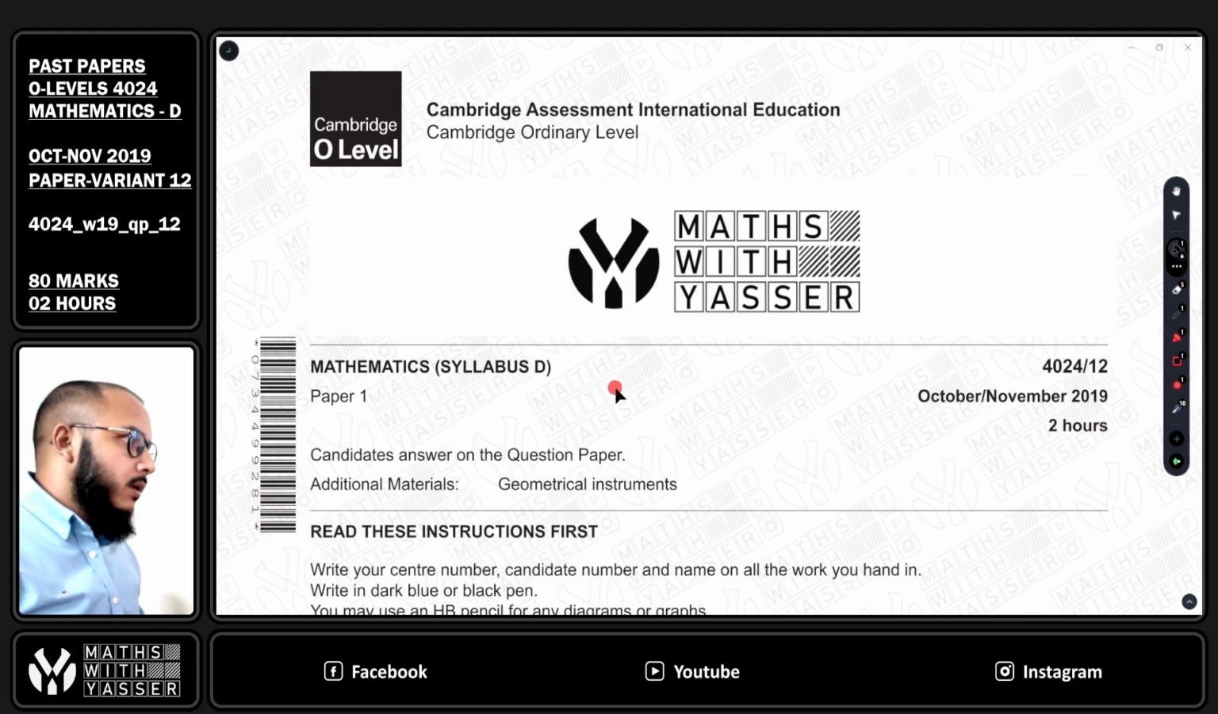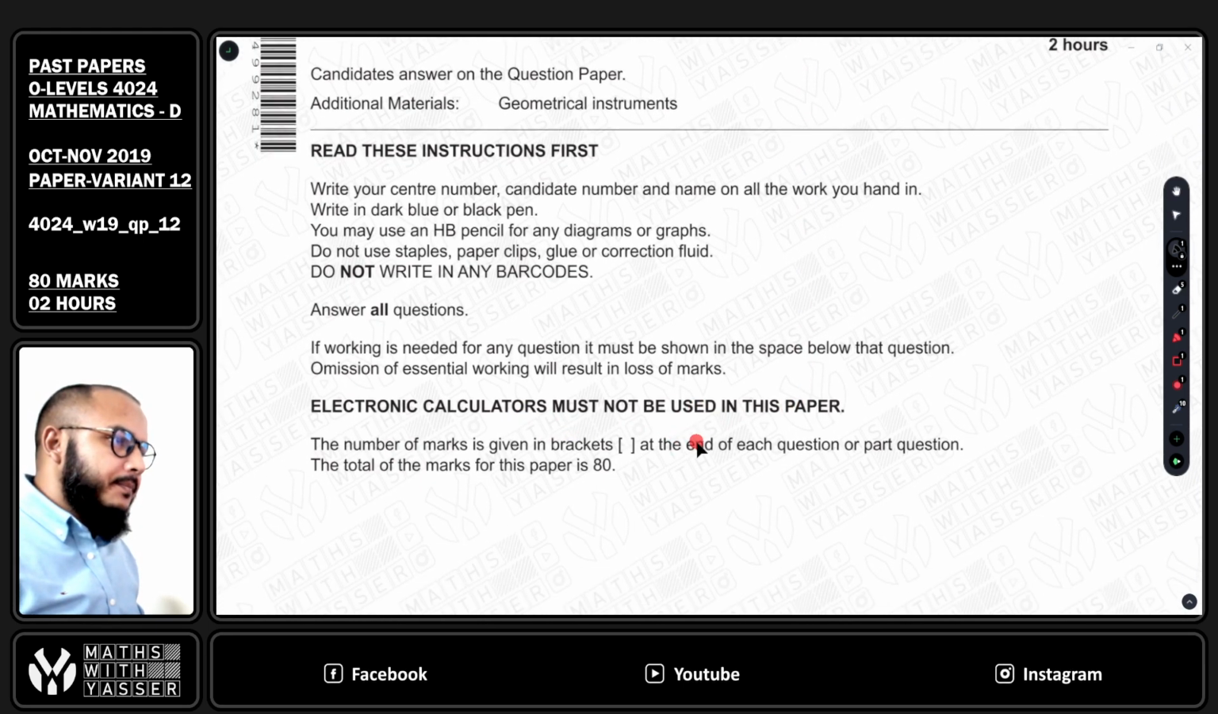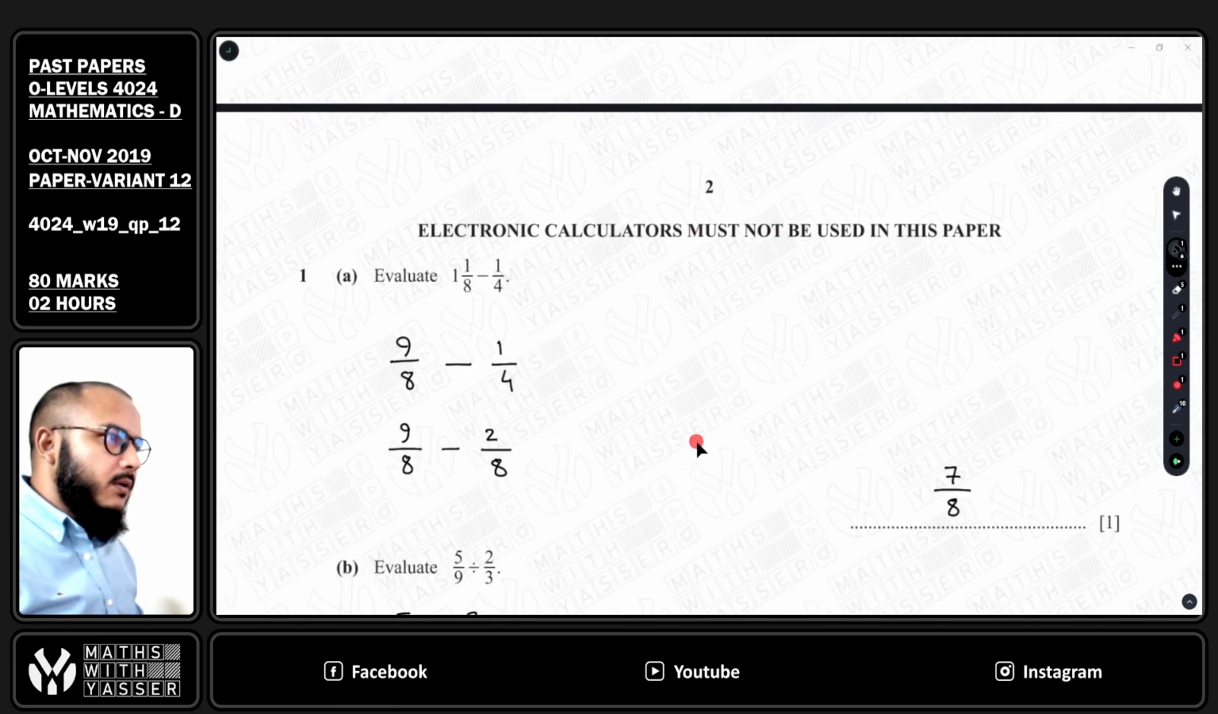Hello students, today we will be solving Mathematics Syllabus D, Paper 1 from October-November 2019, Variant 2. Calculator is not permitted in this paper. Now let's look into the first question.